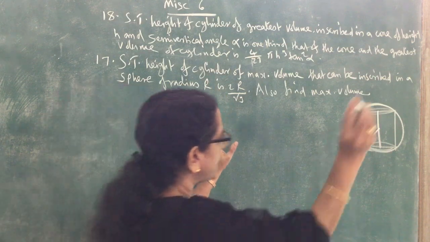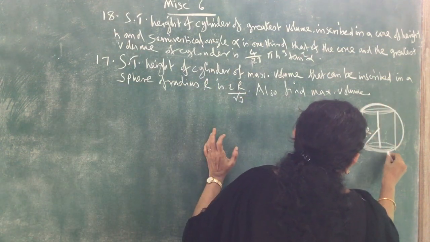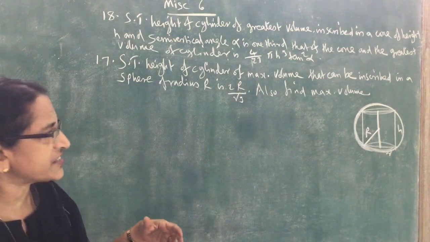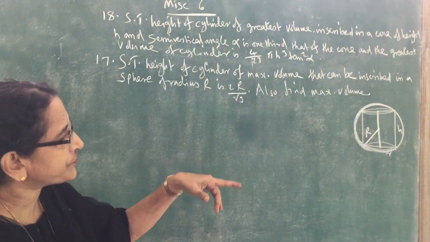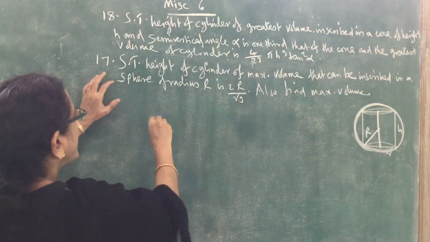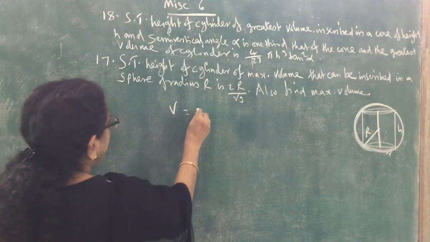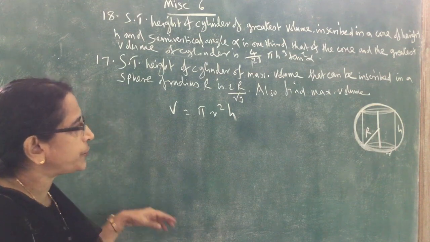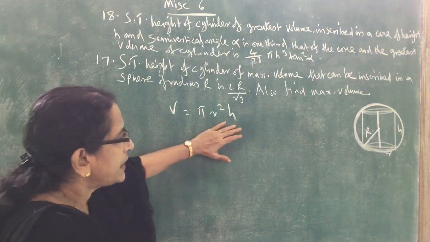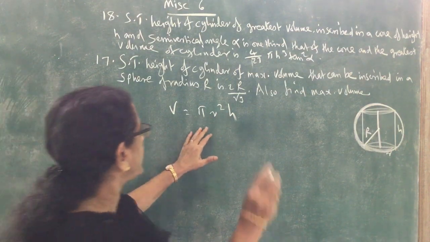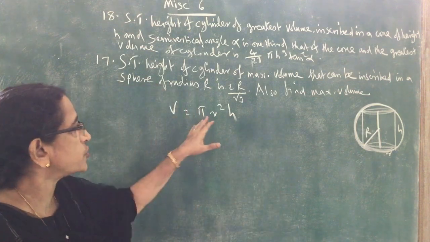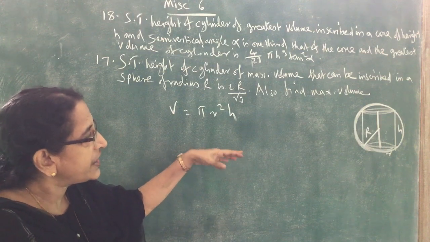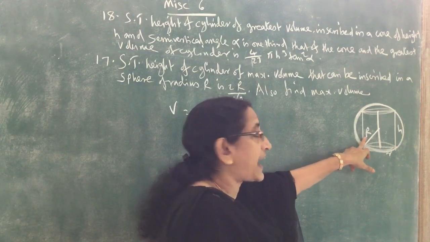So let this be r and this be h. Let r be the radius of the cylinder and h be the height of the cylinder. Then the volume of the cylinder equals pi r square h. Here it is a function of two variables r and h, so we have to eliminate one variable using the given constant capital R.